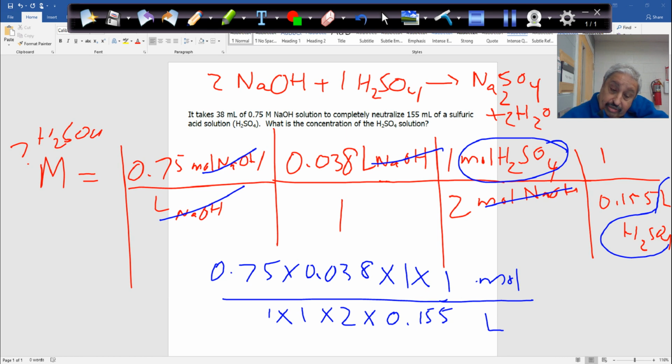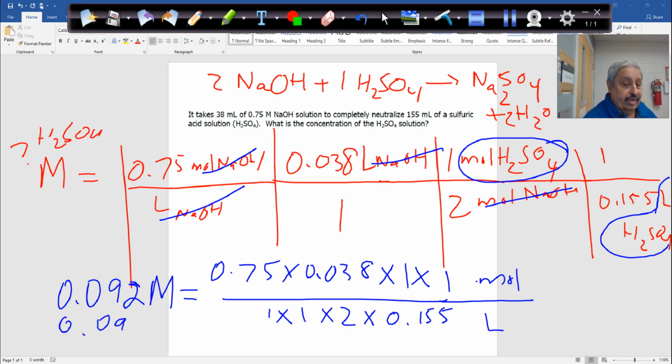We have to have two sig figs, correct? So how much is it? Somebody has it? 0.0922. Yeah, that's two, because we need two sig figs. Molarity, or 0.092 mole per liter, or 0.092 molar. So the crucial is 2 here.